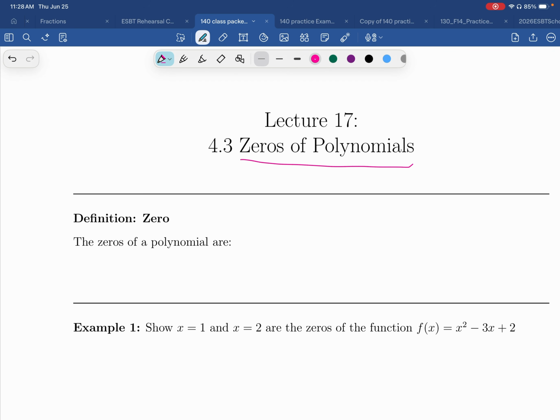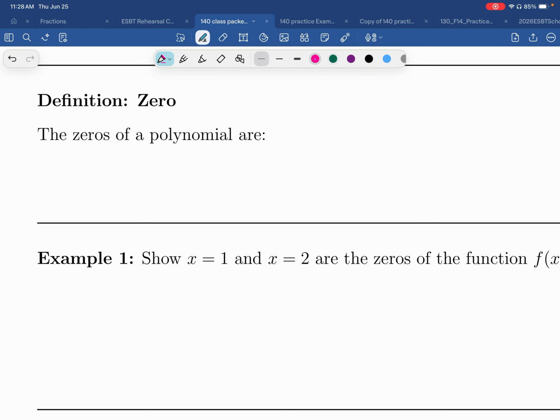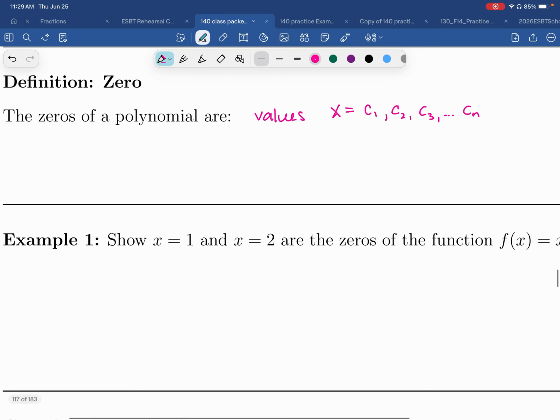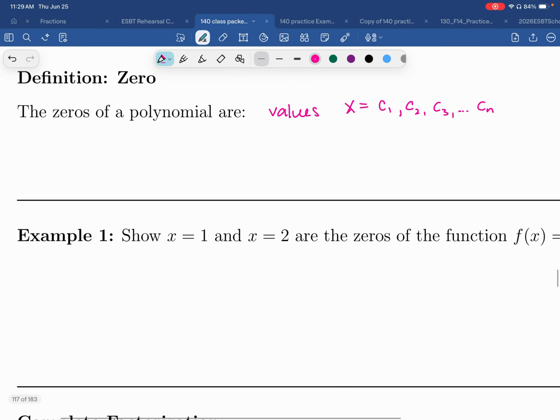And so your definition here is that the zeros of a polynomial are values x equals. Now you can have more than one of them. In fact, you typically have as many as the degree of the polynomial. So if you have a cubic where your highest power is 3, you're looking for 3 solutions. So there can be many. So I'm going to call them C1, C2, C3, all the way up to Cn. And they can be anything. They could be real, they could actually be imaginary. Could be 0.